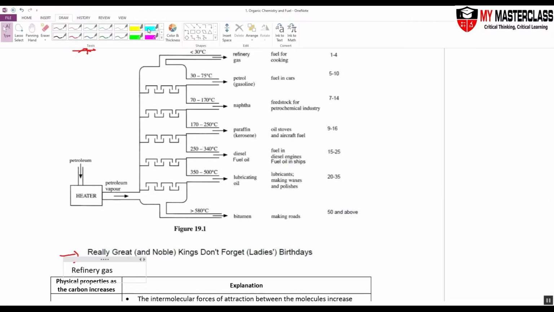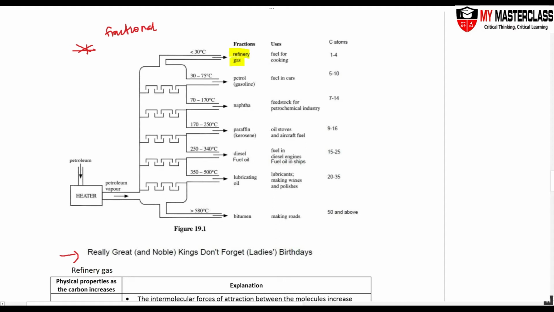Refinery gas, what is it used for? It is used for cooking. A lot of us now use electric stoves, but in the past, to cook, we actually used refinery gas. Refinery gas is still a mixture by itself, made from 1 to 4 carbons. We have to know what the first fraction is used for.